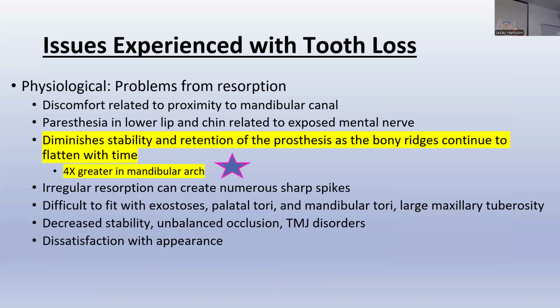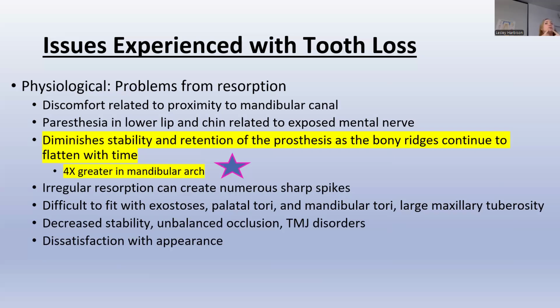So issues experienced with tooth loss, physiological, so just kind of talking more about the same, but problems from resorption. So discomfort related to the proximity of the mandibular canal. Think about how deep in your bone your mandibular canal runs. And as you lose bone and it shrinks, if the bone gets thinner and thinner around the canal, and you have something rubbing in that area, you can start to have a lot of discomfort there. So that can be a concern. Paresthesia in the lower lip and chin related to the exposure of the mental nerve.